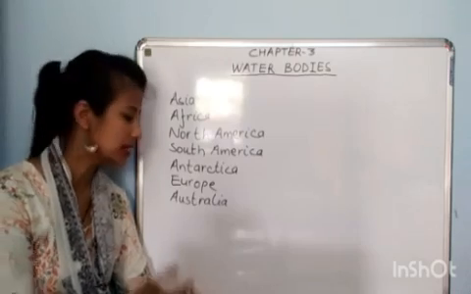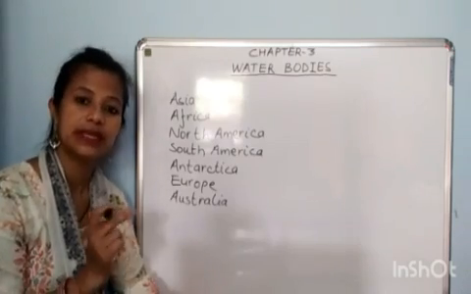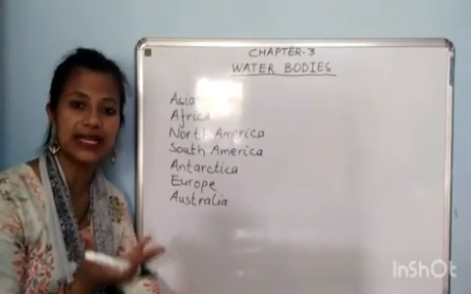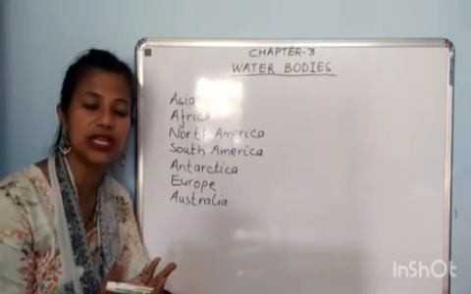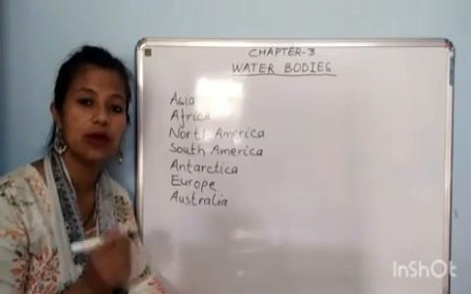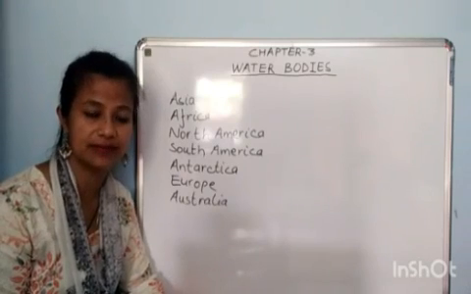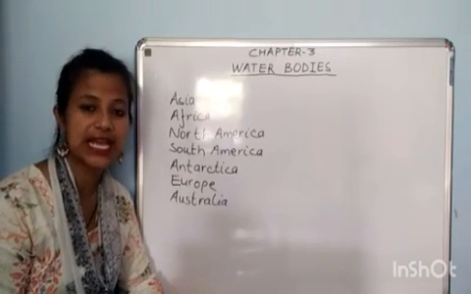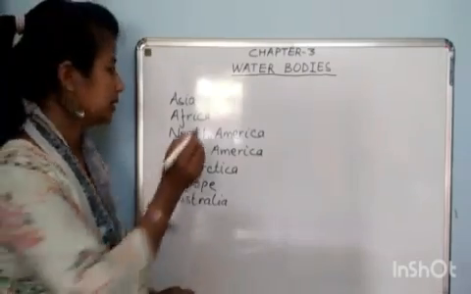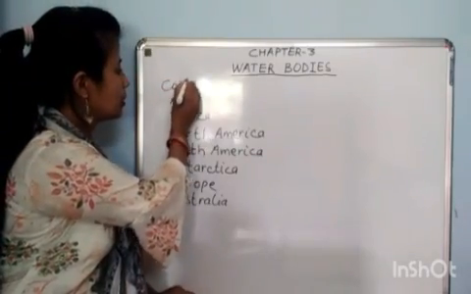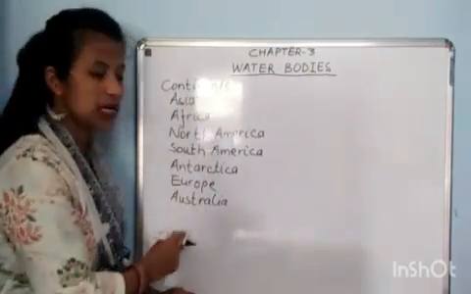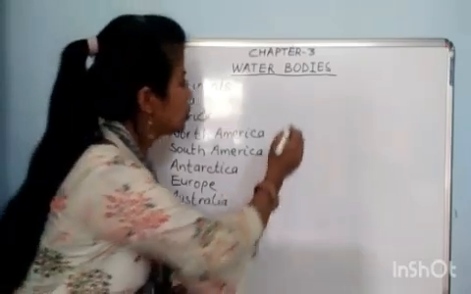Australia is a continent, a country and an island. Australia is surrounded on all sides by water. That's why Australia is an island, a continent and a country. These are continents and oceans.